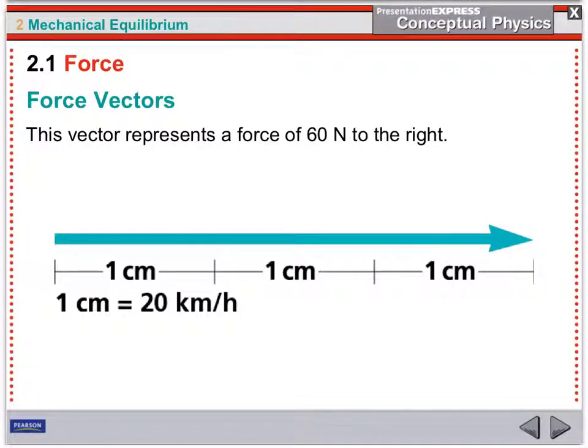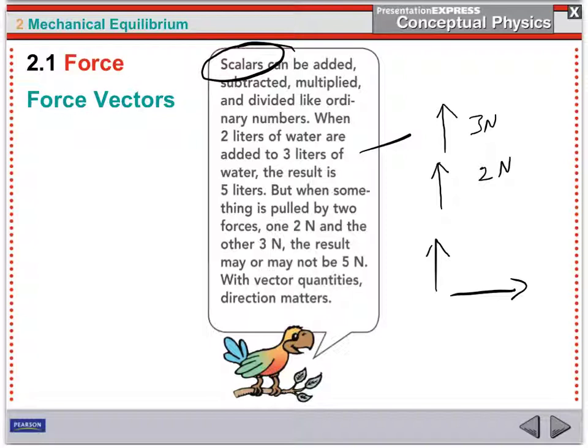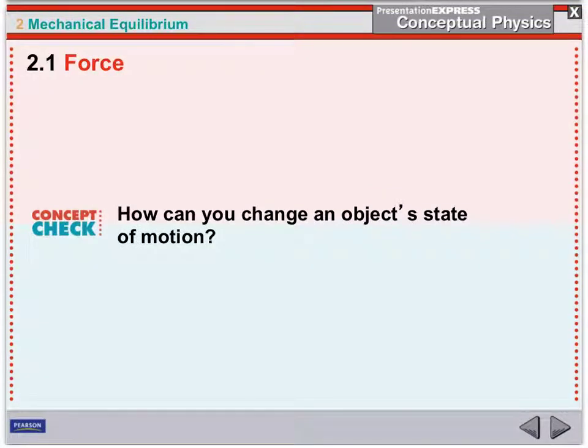Usually we use an arrow to represent the vector. So here's an example of a force vector, 60 newtons to the right in this particular example. We use the arrows because that tells us the direction we're going. When we're adding, subtracting, or multiplying scalar quantities, you can just add them. 2 liters of water and 3 liters of water, well, that's 5 liters of water. But it's not necessarily true that you can just add vectors. You could add 2 and 3 newton vectors and you're going to get 5. But what if one is this way and one is that way? You don't get 5 anymore. So direction matters when we're talking about force vectors. All right, so that's a wrap up of section 2 on how to describe motion.